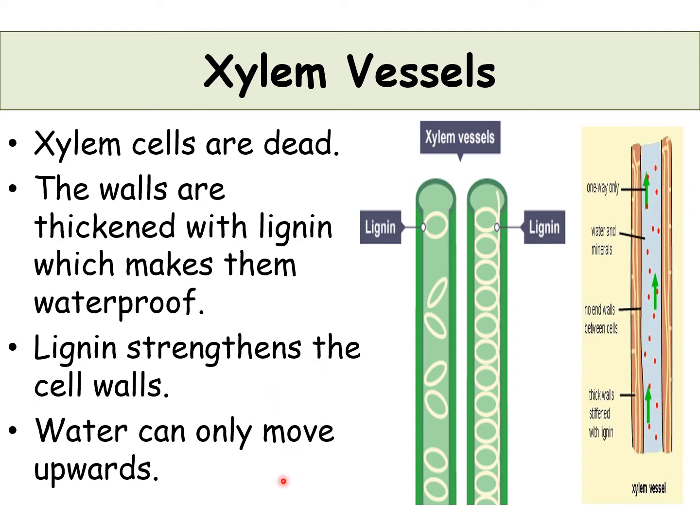An important thing to note is that the xylem cells are actually dead, they're not living, obviously in contrast to phloem cells. Another point to note is that the walls are thickened with a substance called lignin. So you need to learn that, lignin, and this is what makes the xylem vessels waterproof. Lignin actually also strengthens the cell walls, which obviously makes this vessel very strong and rigid.